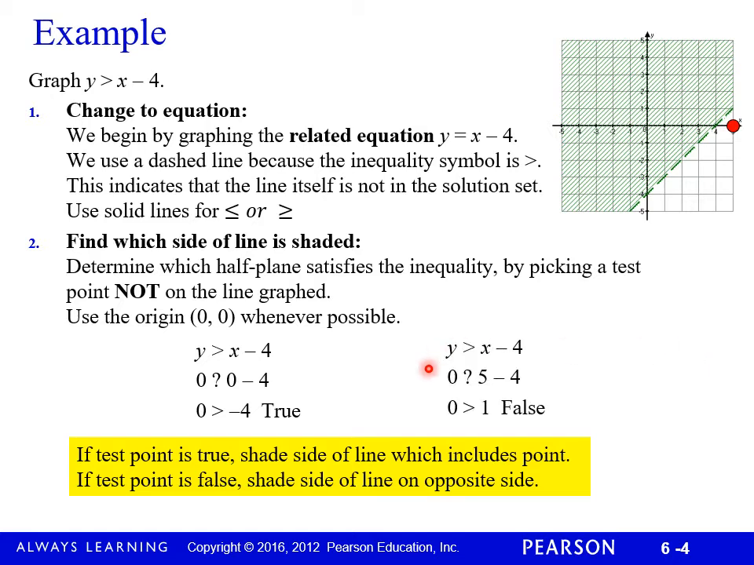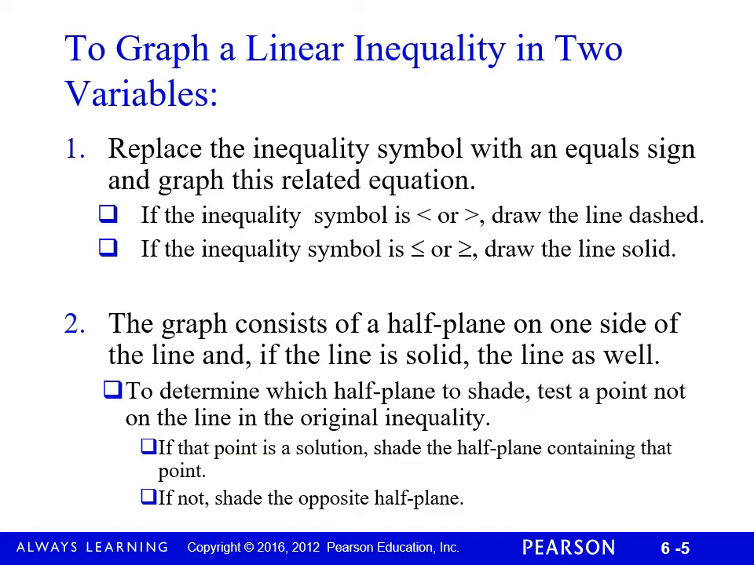So let me plug that in. 5, 0, y is 0, x is 5. 0 is what? How is it related to 5 minus 4? 0 is greater than 1? No, this is false. So if this was my test point, remember, if I get a false answer, I shade everything on the opposite side of the line from the test point. You do not need to do 2 test points. I just wanted to show you 2 test points, one where the answer was true and you shade that side, the origin, and one where the solution was false and you shade the opposite side, just so you get a sense of how that works.